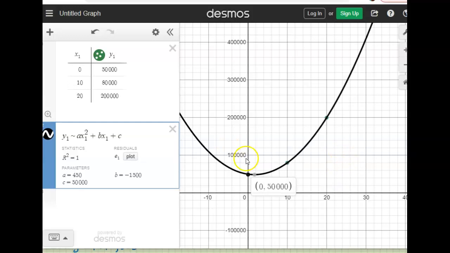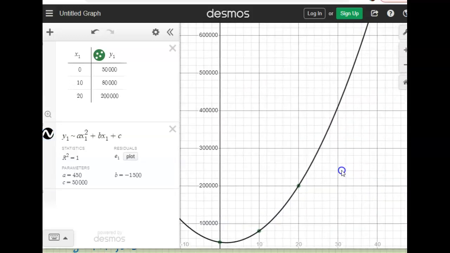Now if I want to do predictions, you can use the graph. So when it asks what the house price is for x is 26, you go to the graph when x is 26. Let's find x is 26. There you go. It's 315,200. So that's what we got when we plugged in.